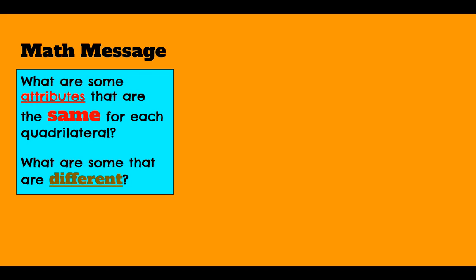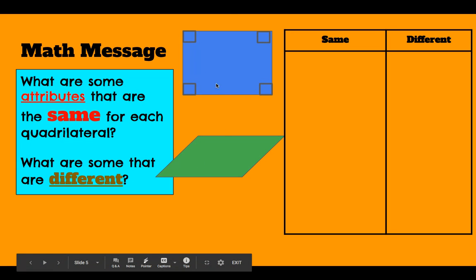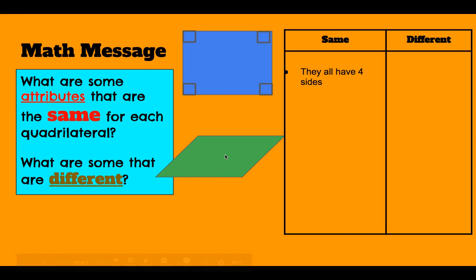Okay, now here's a question for you. What are some attributes that are the same for each of these quadrilaterals, and what are some that are different? So I'm going to make a little T-chart here, or table, and I'm going to talk about some attributes or qualities that are the same for this four-sided shape here and this four-sided shape. Well, first of all, they all have four sides, and here we go. So one side, two, three, four sides there, and one, two, three, four sides there.